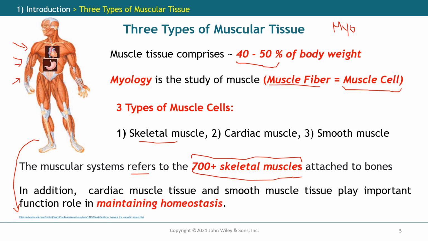Okay. In addition, the other two types, the cardiac and the smooth or visceral muscle, play an important role in maintaining homeostasis. Okay, so the first muscle is in charge of all the movement, while the other ones are in charge of different functions related to homeostasis.